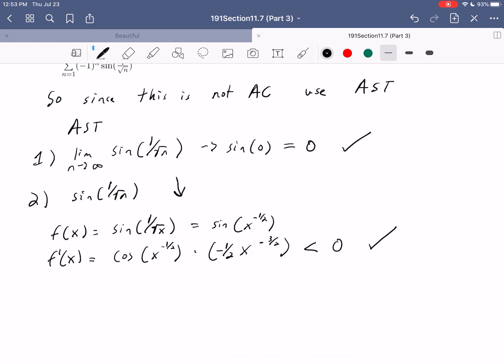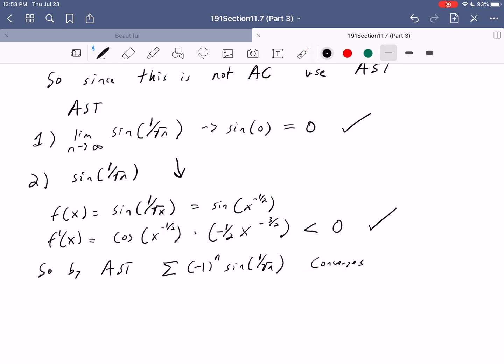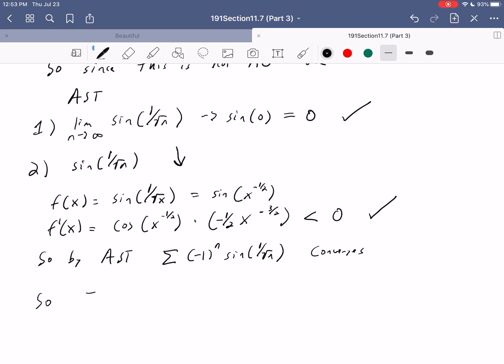So what does that tell us by AST? By AST, the sum of (-1)^n sine(1 over root n) converges. AST tells us it converges. It doesn't tell us what type of convergence. But remember, we've ruled out that it's absolutely convergent. So we know it's not absolutely convergent, but it does converge. So we can say the sum of (-1)^n sine(1 over root n) is conditionally convergent.